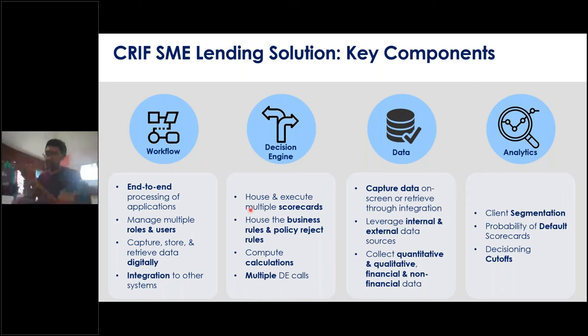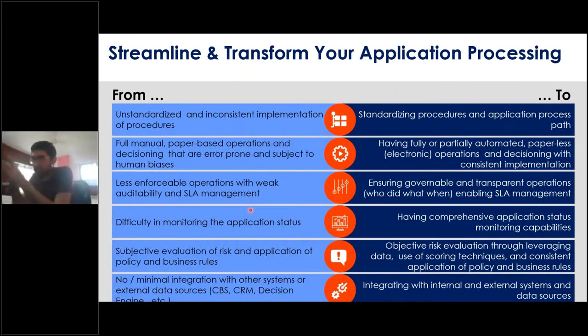So, all that I spoke about in the last page is basically where you are making your procedures standardized. You're moving from a manual to an automated or a semi-automated mode. You are lowering your TAT. You are putting in better and regular monitoring of your application status. You are moving from a subjective evaluation to an objective one.